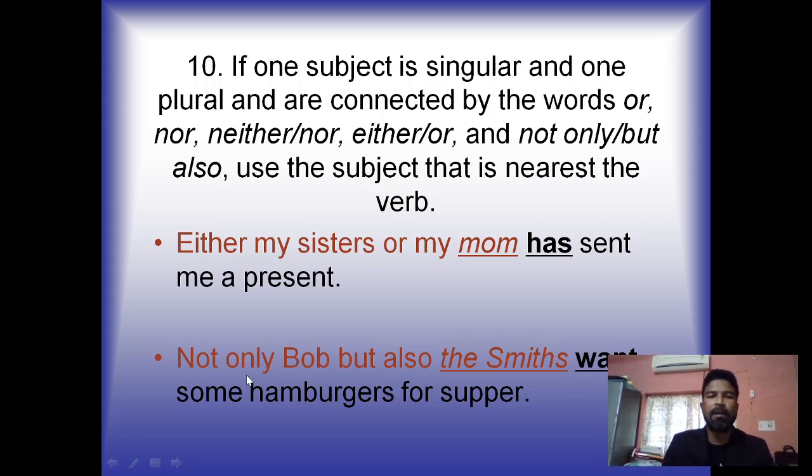Not only Bob but also the Smiths want some hamburgers for supper. Not only Bob, Bob is a singular one, but also the Smiths. Smiths is plural because Smiths here refers to a group of people belonging to a family called Smiths. Am I clear? So Smiths plural, therefore we have used want. Now suppose we put Smiths here and bring Bob there: not only the Smiths but also Bob wants some hamburgers for supper.